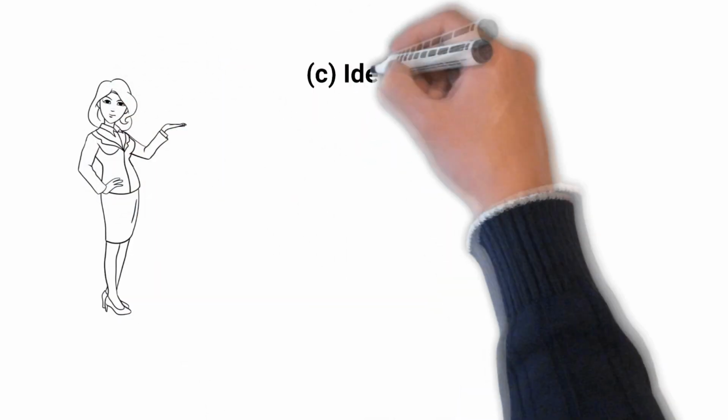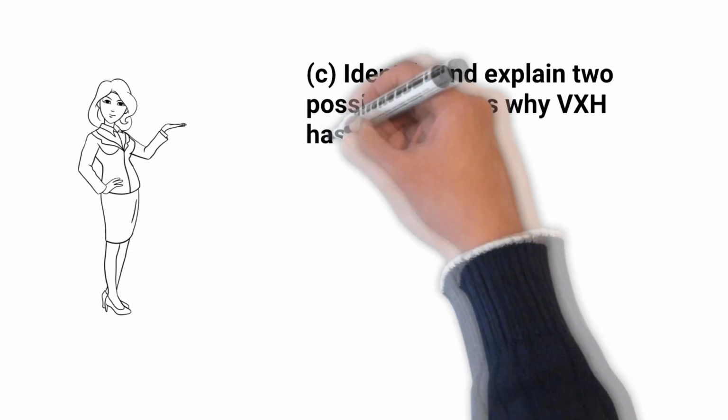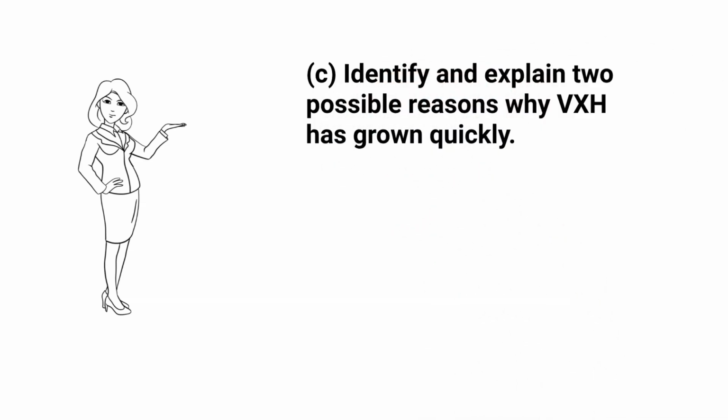Now, identify and explain 2 possible reasons why VXH has grown quickly. Remember, you need knowledge and application here. Points might include 1. Closure or takeover of a competitor, so fewer businesses making soft drinks. 2. Introduction of new technology, so able to take advantage of specialization.